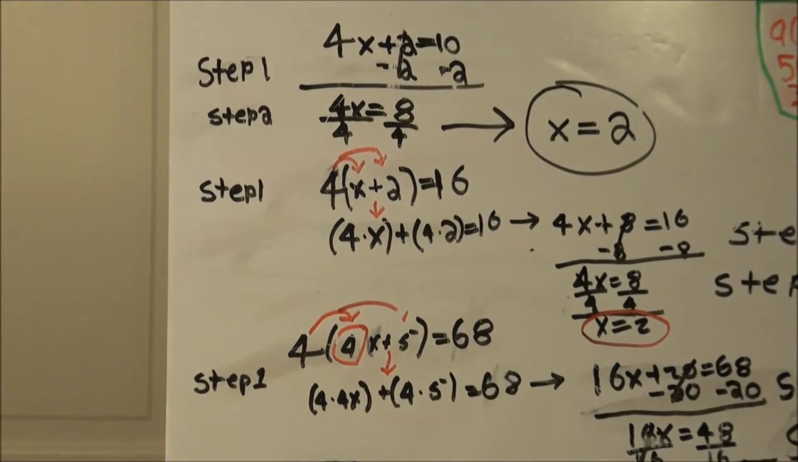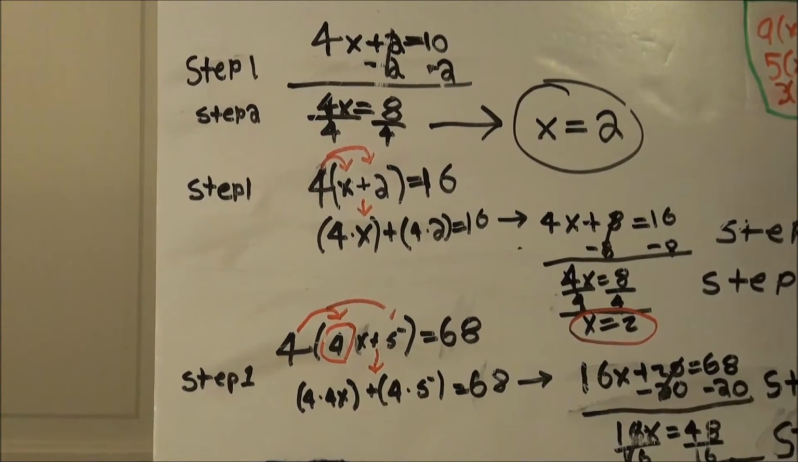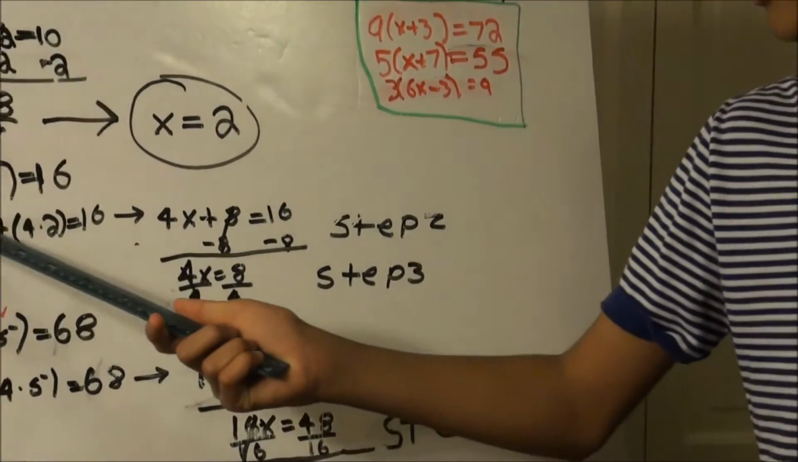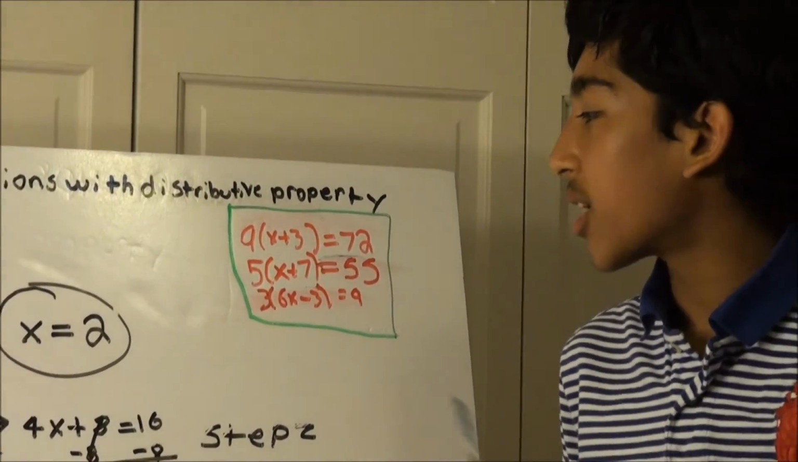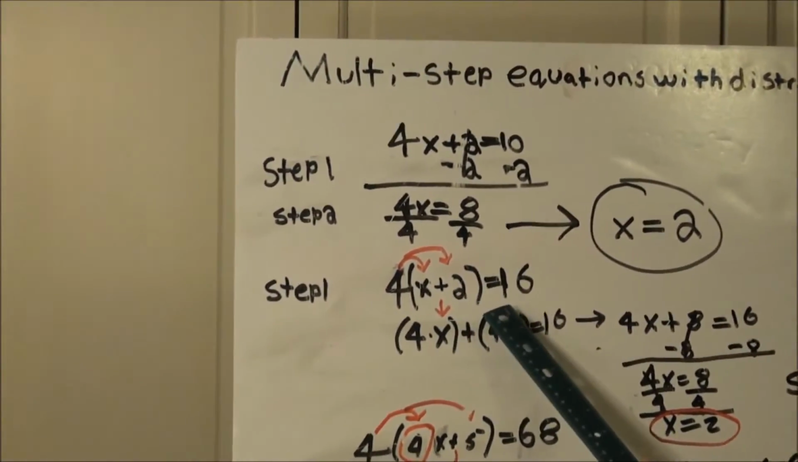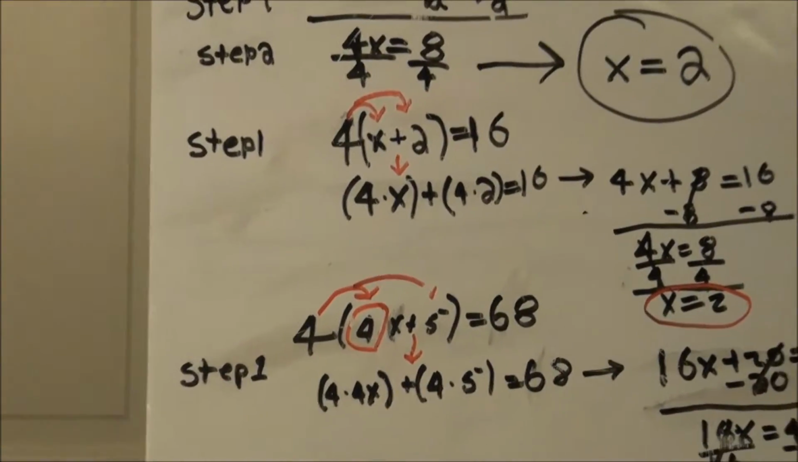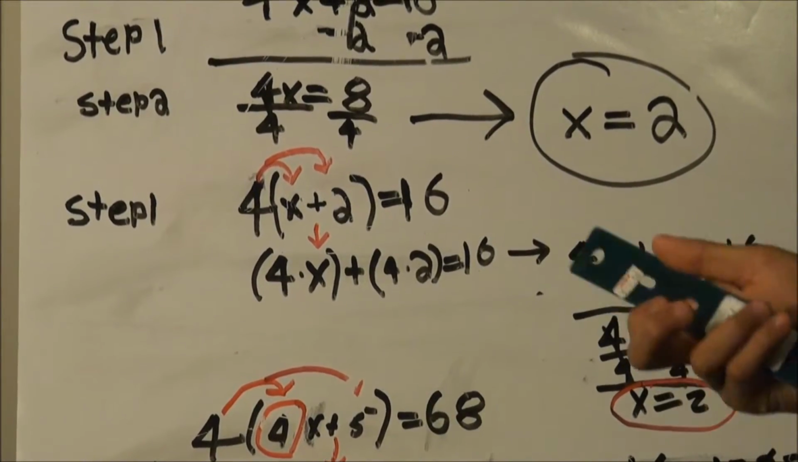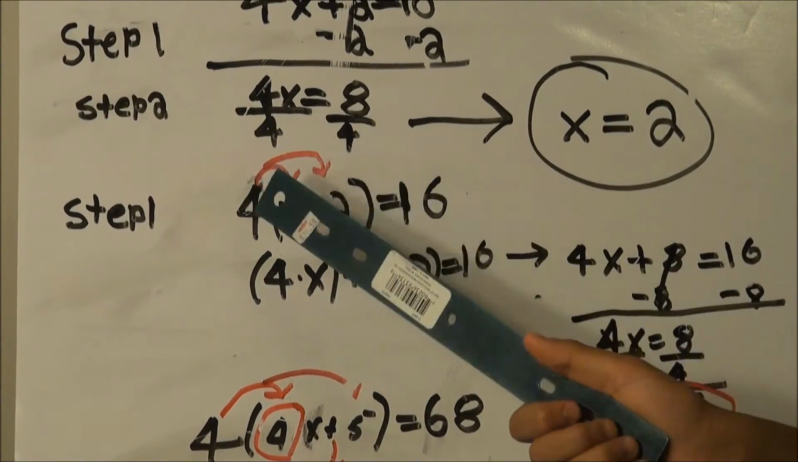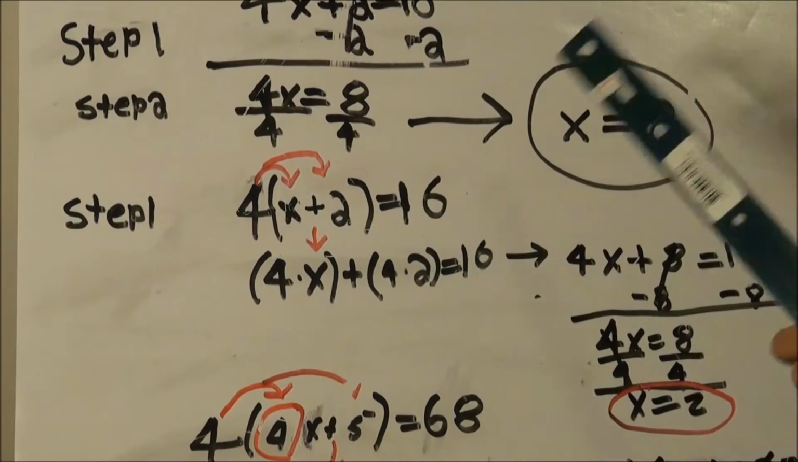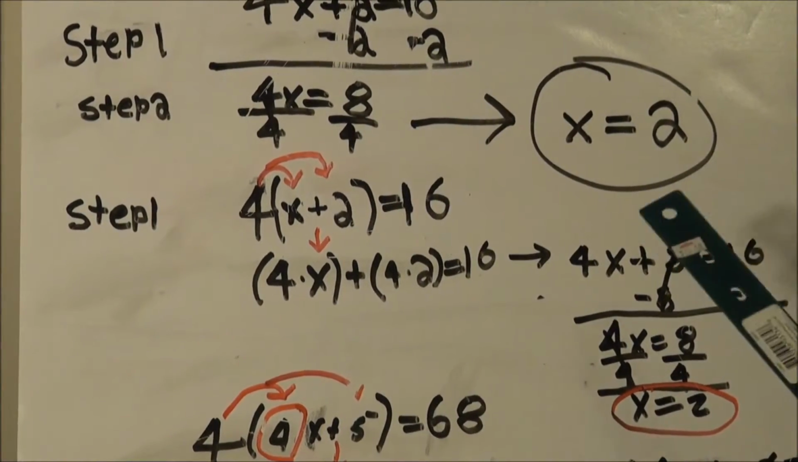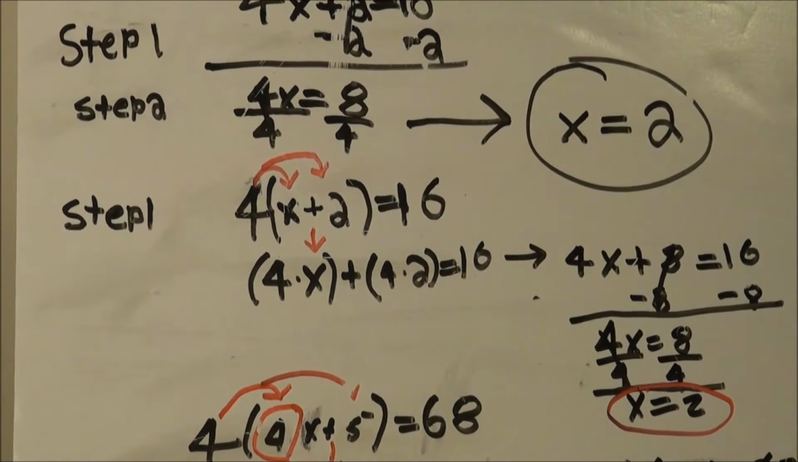So now, let's try and figure out what the distributive property is. The distributive property is a way of simplifying an equation. And let's say you come across something like this: 4 times the quantity of x plus 2 equals 16. How do we solve that? We see this 4. That means it's multiplying by everything in here, so we distribute the 4 among this. That means 4 times x plus 4 times 2 equals 16. 4x plus 8 equals 16.